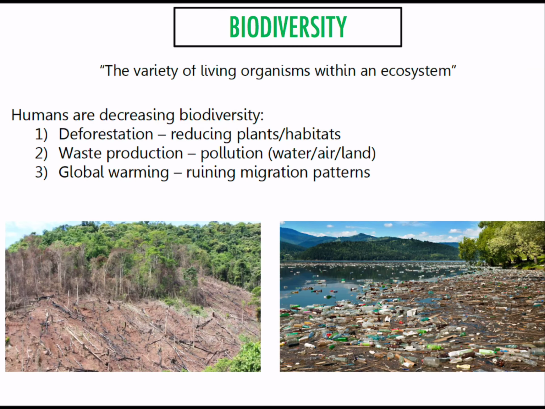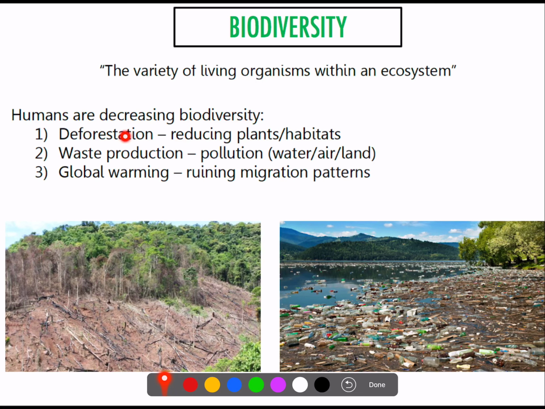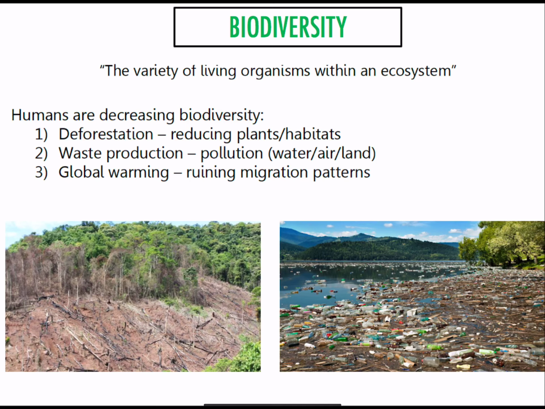Now, humans' activity is actually reducing biodiversity. What are humans doing? One is deforestation. So they are cutting down trees. If they cut down trees, there's less habitats for plants to live. Also, humans are producing waste and polluting water. Animals that live in there will begin to die. And also, global warming is ruining migration patterns. And we'll talk about that in a second. So human beings are basically reducing biodiversity.